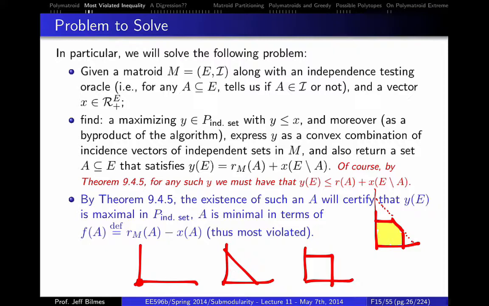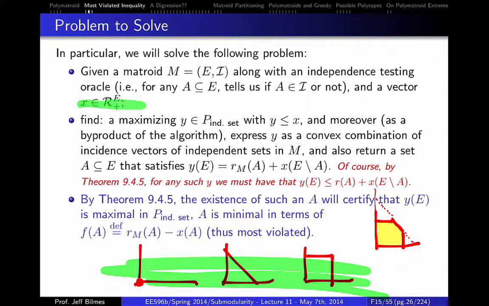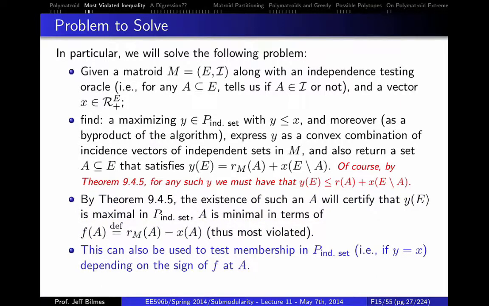So we're doing this case here, but we're still allowing ourselves to subtract off an arbitrary x. So there are no constraints on x. It doesn't have to be integral, it's an arbitrary non-negative x, that is. And so this is also going to be a special case of the membership test, because it's going to test the sign of f, since that's going to be the minimal one, the most violated one.